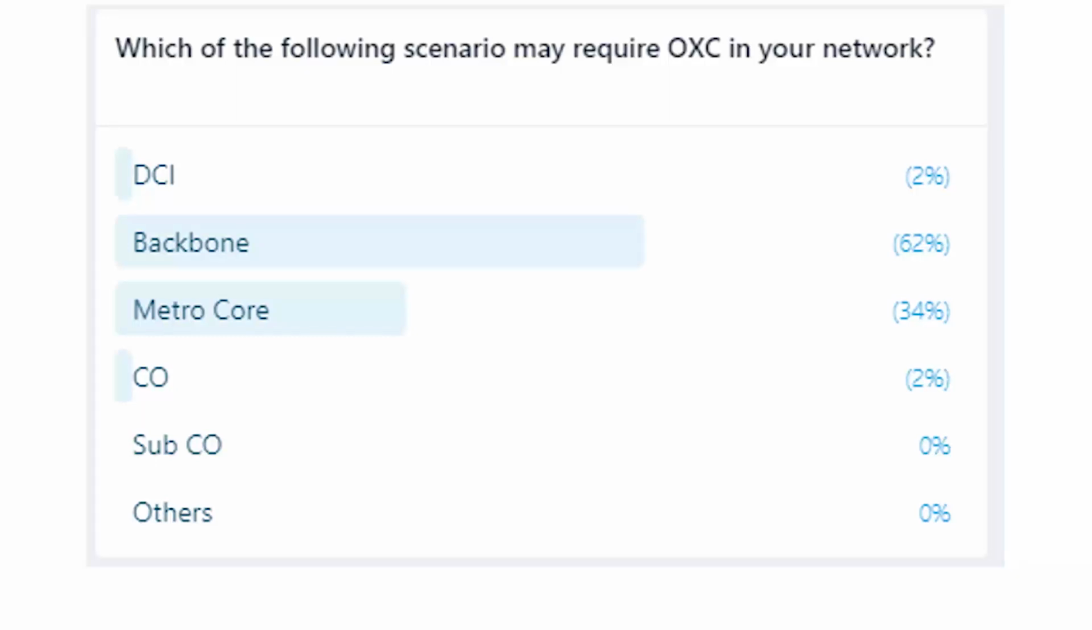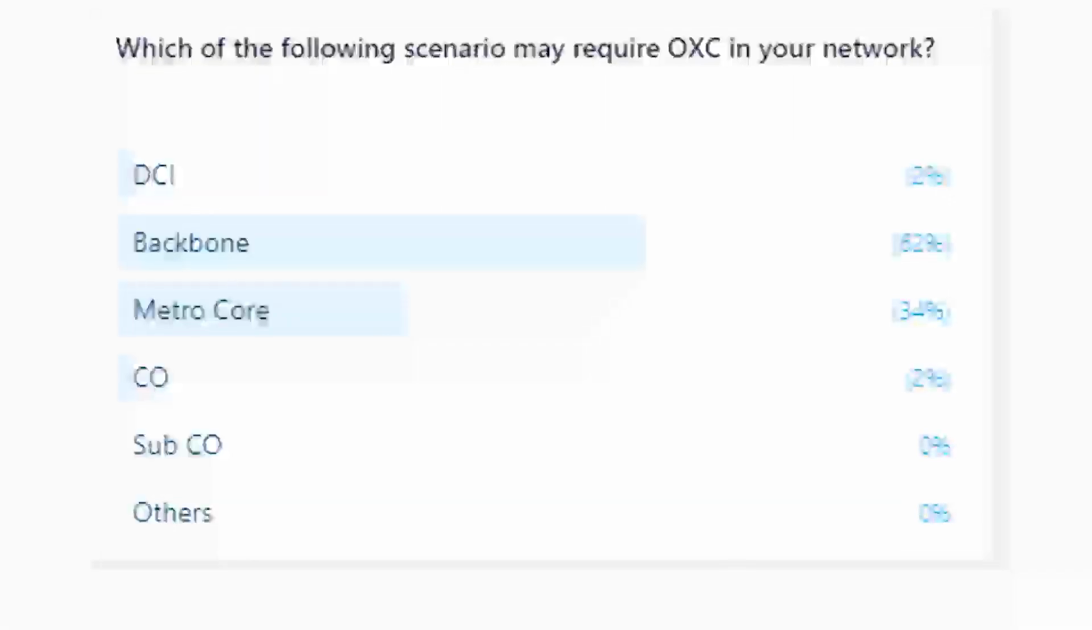Okay, so here I see the poll results. I think most people think that the OXC can be used in the backbone and the metro core, which is the same as what we think. In the backbone and the metro core, there are a lot of data centers and more degrees and more capacity are needed in these two kinds of networks. Especially for the metro core, the degree requirement is higher than in the backbone. In the backbone, it's more like direct connection, but in the metro core, the network is more fully meshed.